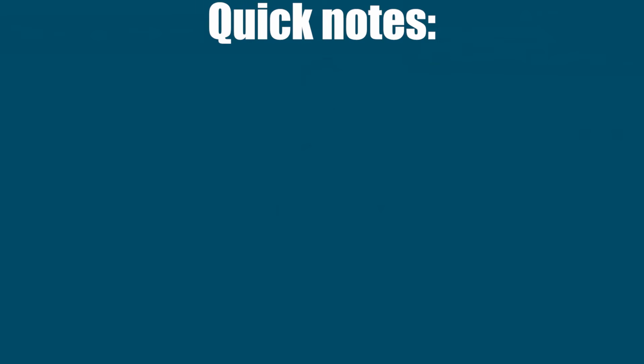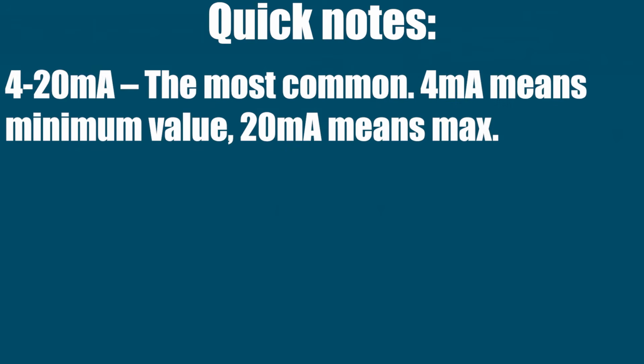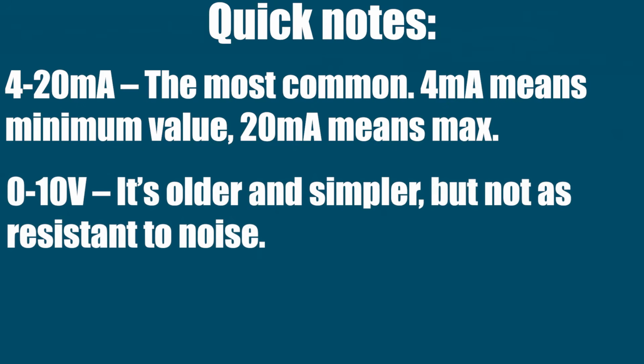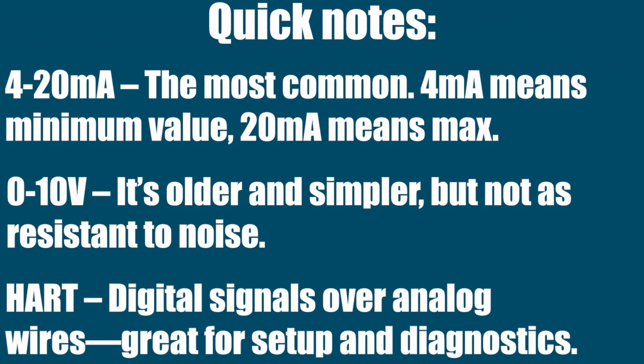So a few quick notes on signals. 4 to 20 milliamp is the most common means of measuring. 4 milliamp means minimum value. 20 milliamp means max. Also, there's 0 to 10 volt. It's older and simpler, but not as resistant to noise. HART is another signal that's used with instrumentation. It's digital signals run over analog wires. Great for setup and diagnostics.